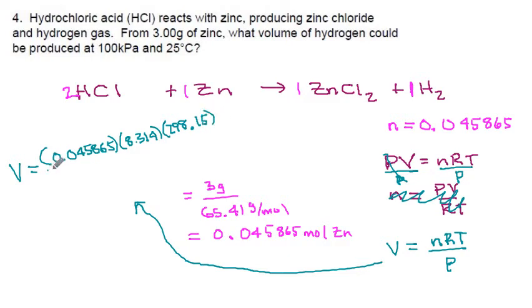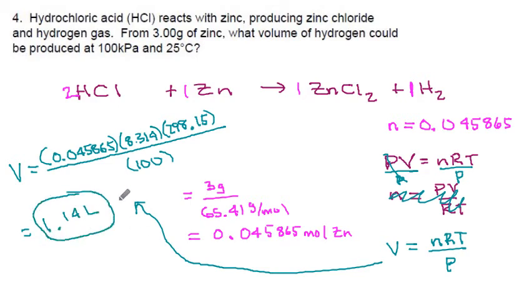298.15 Kelvin, and our pressure is 100 kilopascals. So multiply by 8.314, multiply by 298.15, divide by exactly 100, and we get that our volume is 1.14 liters. And that's how you do that.